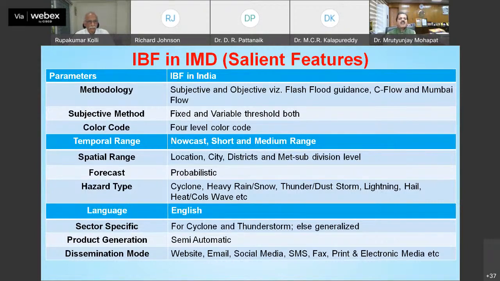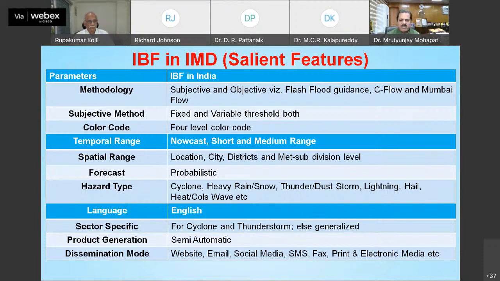Now, while summarizing, I'll say that IVF in India Meteorology Department has come a long way with respect to methodology. We have come up with objective methodology and objective hazard modeling, impact modeling, and we are in the process of adding the socioeconomic attributes. So there has been some color coding to begin with, then we have gone for introducing the temporal range up to 5 days, then the spatial range has gone up to location, city, district, and region level. In forecast, we've gone up to a probabilistic forecast modeling system.